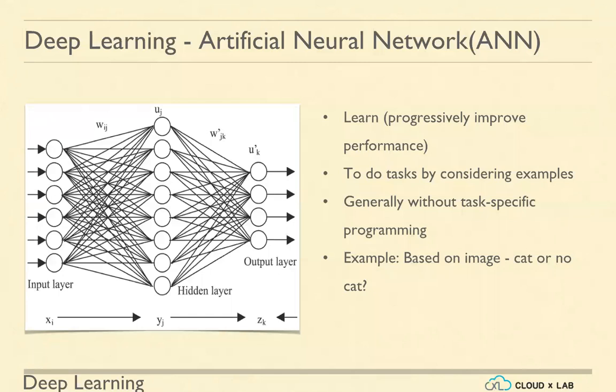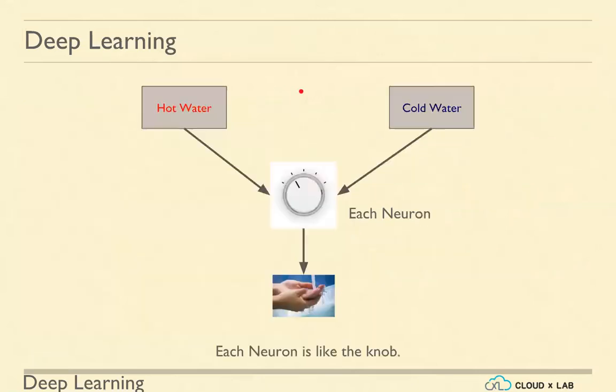And using the neural network, we can do predictions, let's say on an image, whether the image has a cat or not a cat. All right. So those kind of really complex tasks could be learned using a neural network. So here's a simple example, and how does it work?